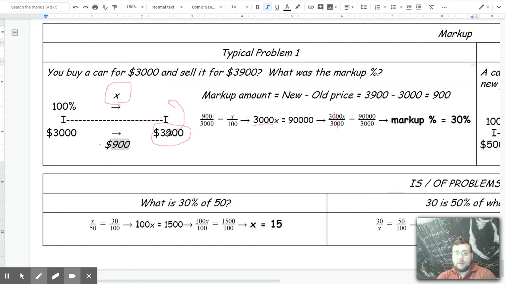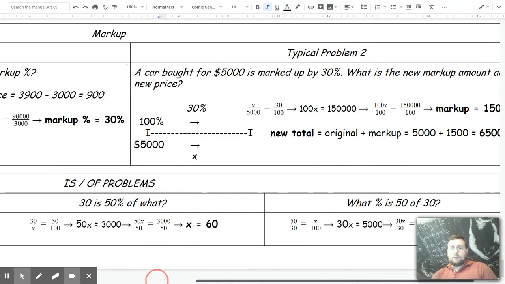By the way, if you had used 3,900 up here instead of 900, your answer will be 130%. And then you just have to realize that I'm not marking it up by 130%. 100% of that is my original. So the difference is only 30%. So if this right here, your new percentage, is 130%, the actual markup, the jump, is just 30%. So there's actually two ways of doing that problem. I like doing it by figuring out what the markup is, the amount, and then using that in the problem.